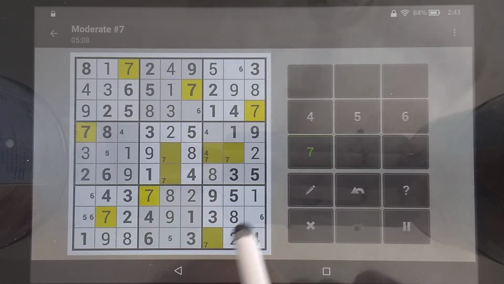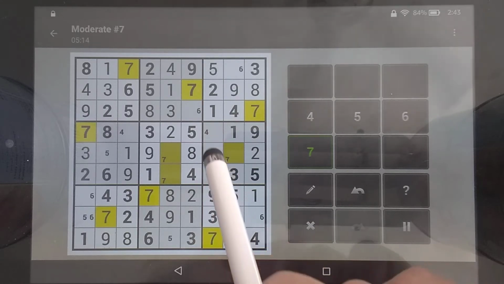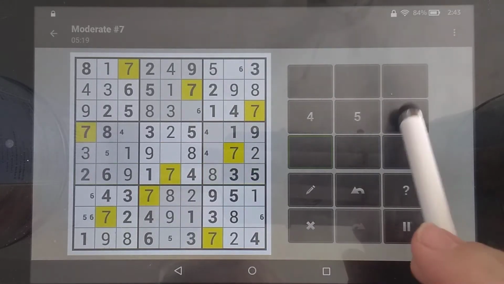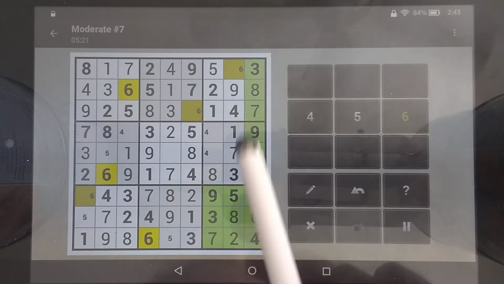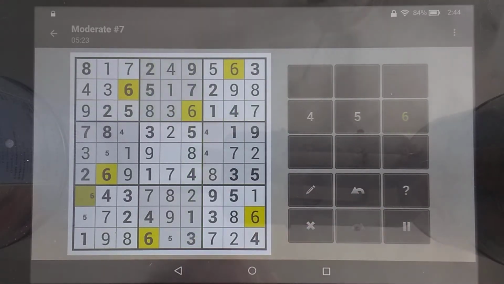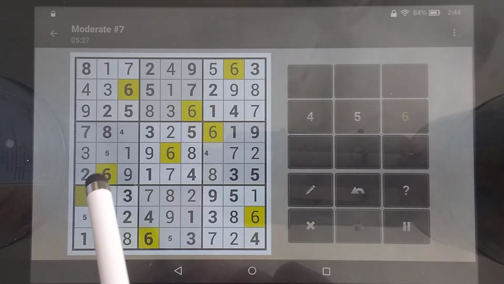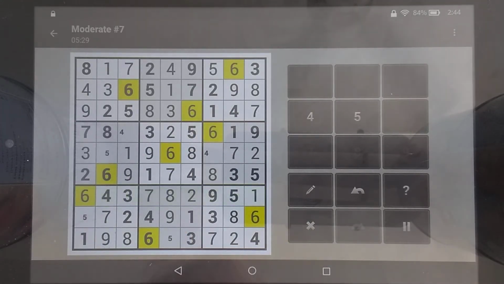Here's our 7. Had to be in one of these two, but this one is blocked double. So there it is, and now this blocks those, and that's there, and this blocks that, and that's there. The 6s, only one left, only one left, only one left, only one left. That blocks that, so that's a yes. And this blocks here, so that's the yes.